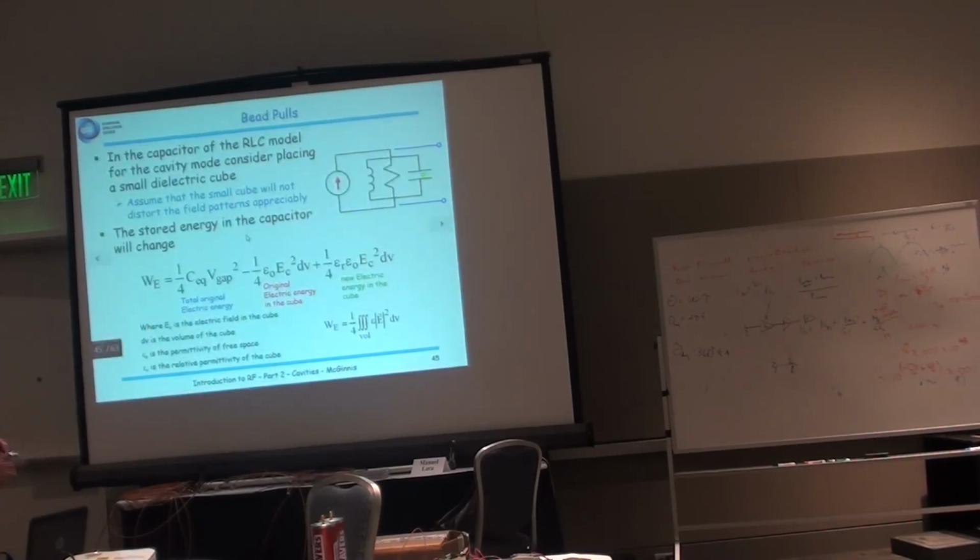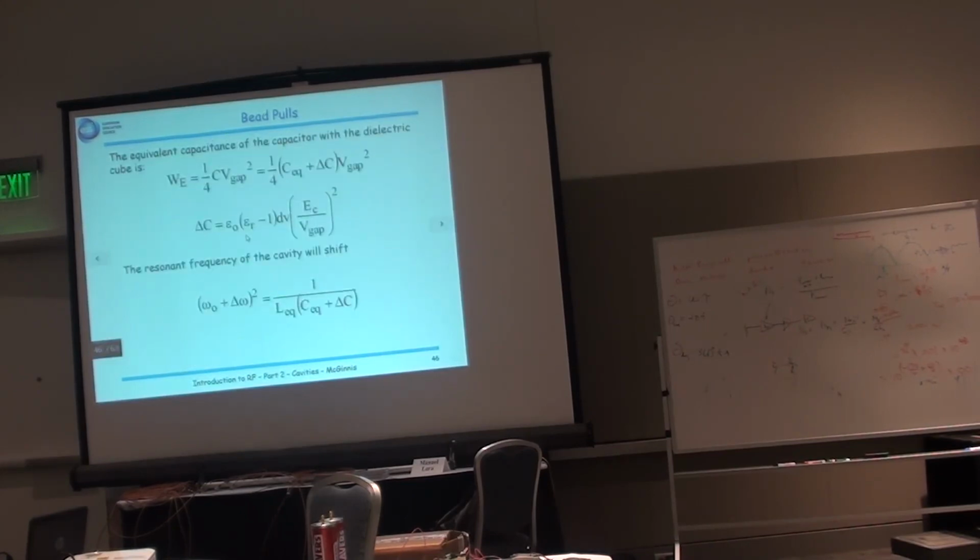So how does this thing work? In the capacitor of an RLC model, you have your capacitor there. You can think about putting a small little dielectric cube in here. So this is the bead. Assume that the cube doesn't distort the fields appreciably. So the stored energy in the capacitor will change. You can write out the total stored energy in the capacitor. It's got the original energy plus the new energy sitting inside the cube. And then you can calculate it. So this is how you calculate the stored energy.